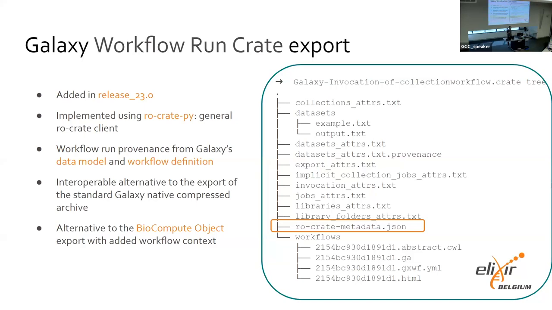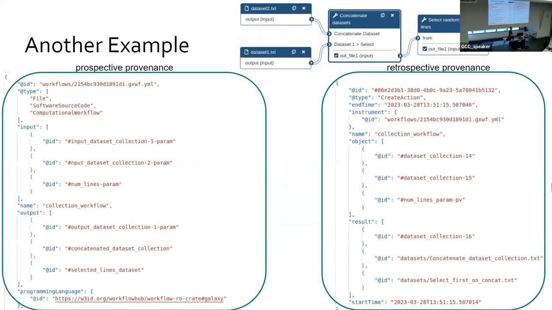So it's an extension of the standard workflow invocation export that's already in Galaxy, but it extends this with this more readable metadata. And it's also an alternative to the biocompute export option for workflow invocations. So its main purpose is to create this more readable layer on top. So this is an example of a workflow run, a bit more detailed one. This is what it actually would look like for a more detailed workflow.